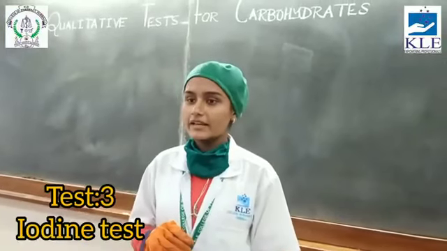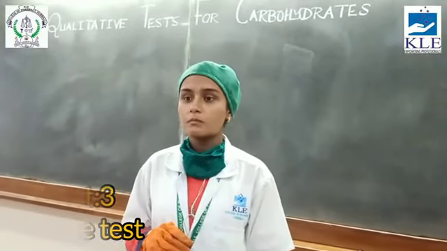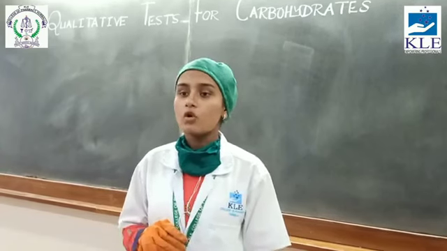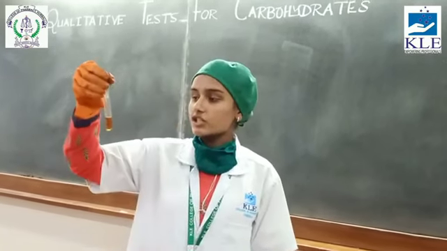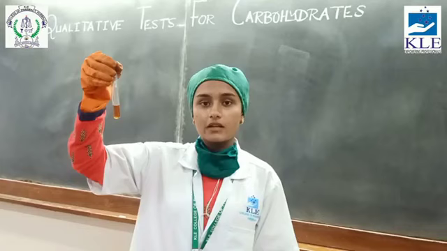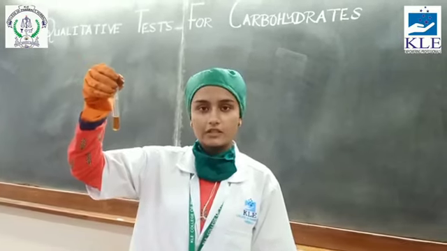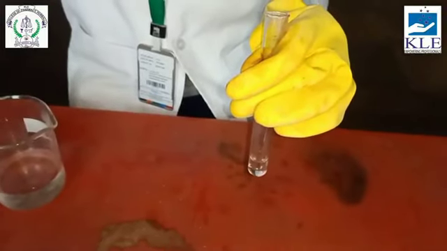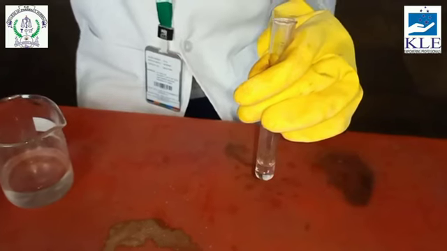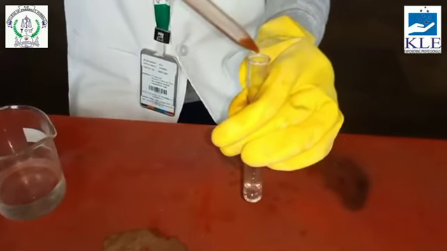Third step, iodine test. 2 ml of test solution plus 2 drops of iodine solution, boil for 2 minutes. By observation, no appearance of blue color. Starch is absent. This is the iodine test. To the 2 ml of the test solution, we will be adding 2 drops of iodine solution.